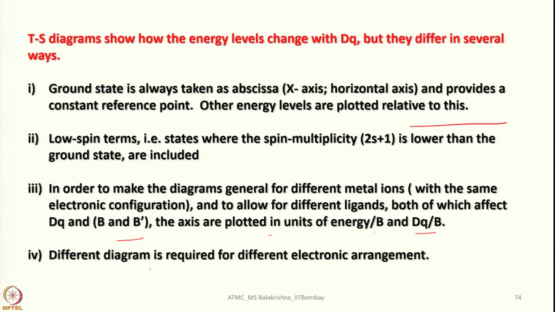The only thing is, a different diagram is required for each electronic configuration. That means to accommodate all these parameters, you have to have one diagram for one electronic configuration. For d1, you should have one electronic configuration that can explain everything. Similarly, you should have one more for d9.